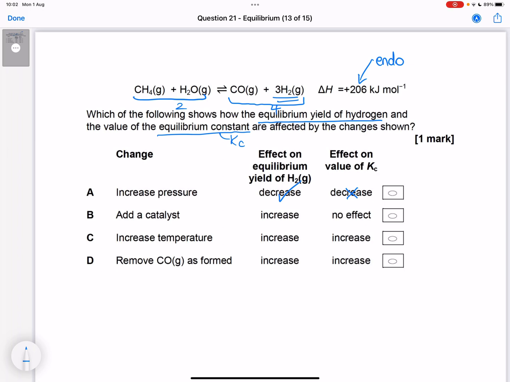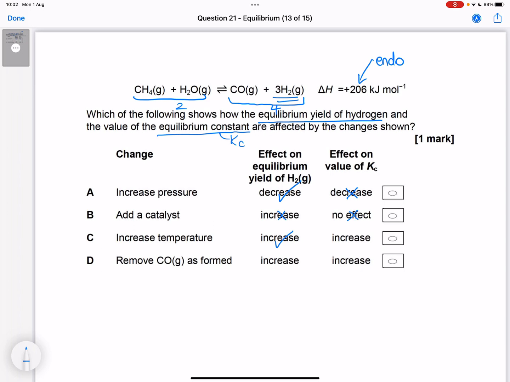If we add a catalyst, catalysts have no effect on equilibrium, only affect rate, so this is definitely incorrect. If we increase the temperature, we're going to shift in the endothermic direction because that's going to absorb that heat energy, so this is correct.